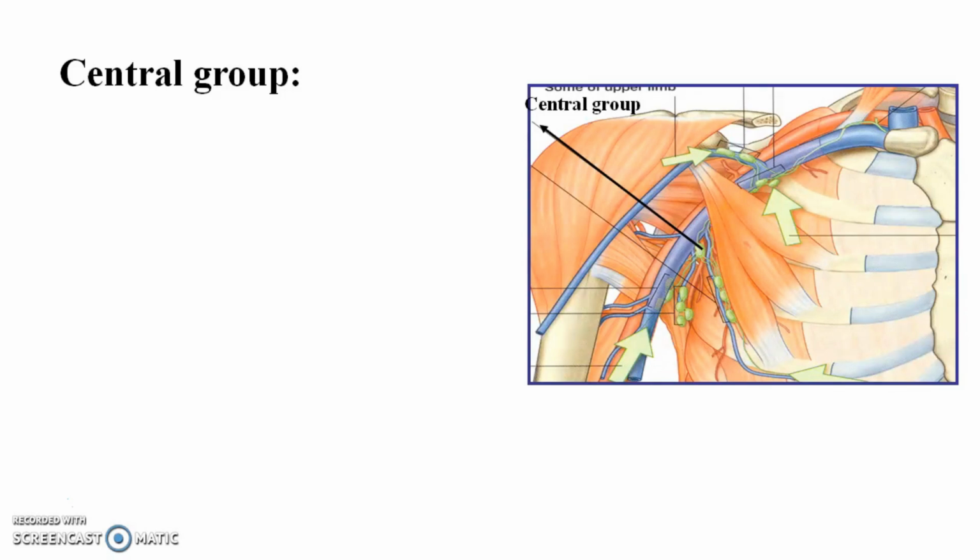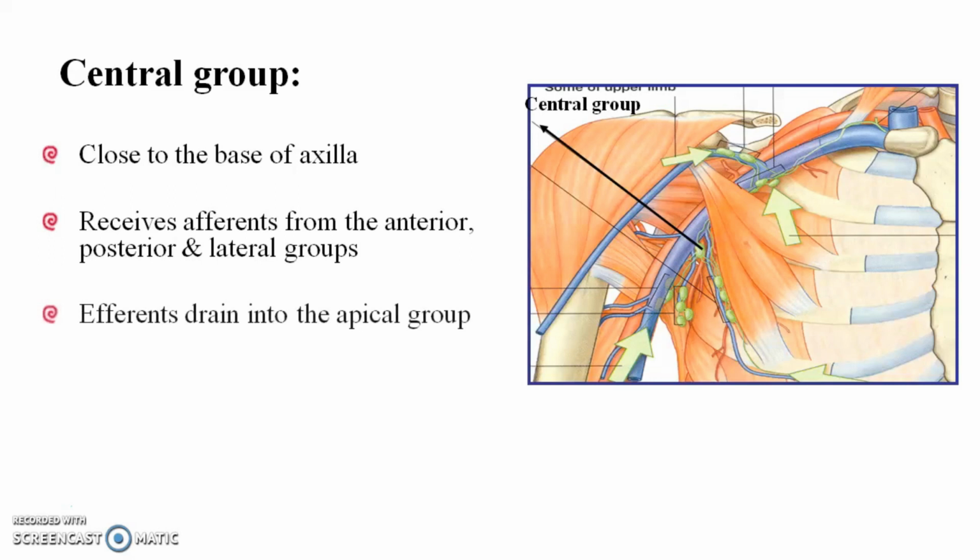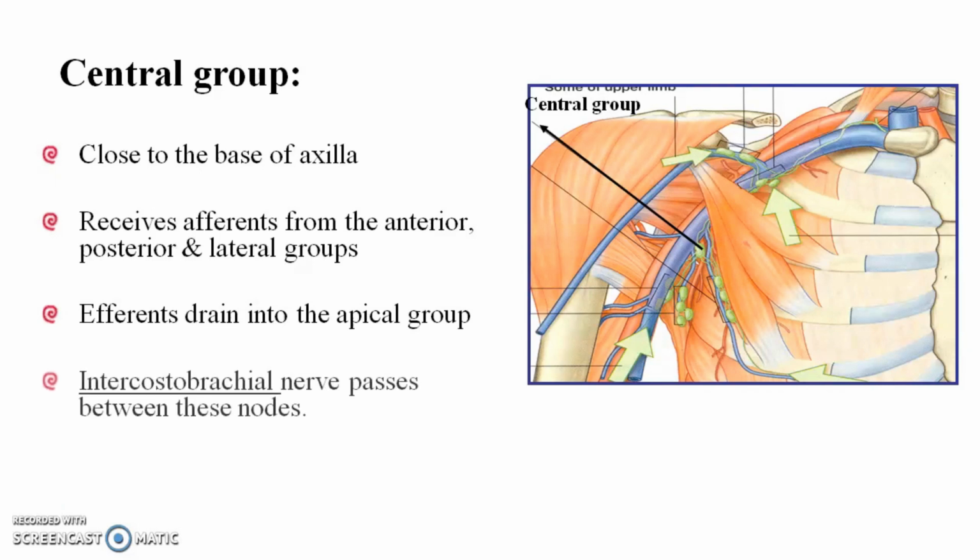The central group of axillary lymph nodes will be present close to the base of the axilla, and it is going to receive afferents from all the anterior, posterior and lateral groups of axillary lymph nodes. And from here, it is obviously going to drain into the apical group. The apical group of axillary lymph nodes is the major terminal center for all other lymph nodes to drain into.